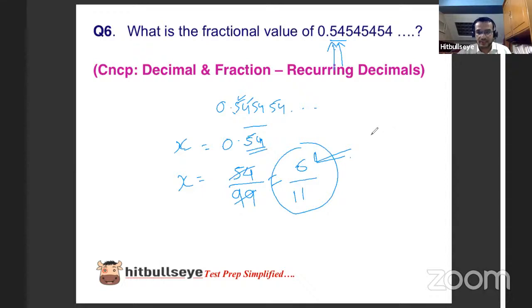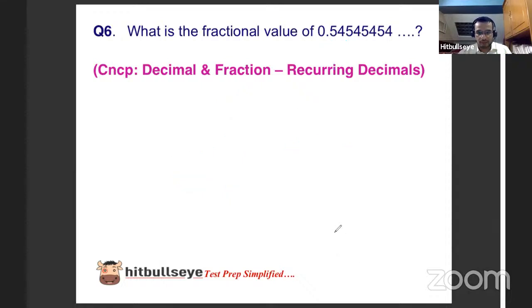Clear, everybody? Please confirm in the chat window. Perfect. Mudit said it's clear. Rajat, okay. This is the way to go about it. Let's go to the next question and try creating the fractional value of the decimal value given. I'll go to the next one.